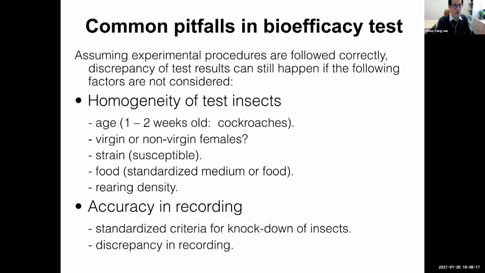So strain, of course, plays a major role. If you are raising mosquitoes in the lab, you have to standardize all the medium that you use for your food, because different foods that you use will matter. And of course, if you are rearing mosquitoes in different trays, the tray size matters, and also the rearing density matters. And lastly, it's the recording. You need to have a standardized criteria to score for knockdown.